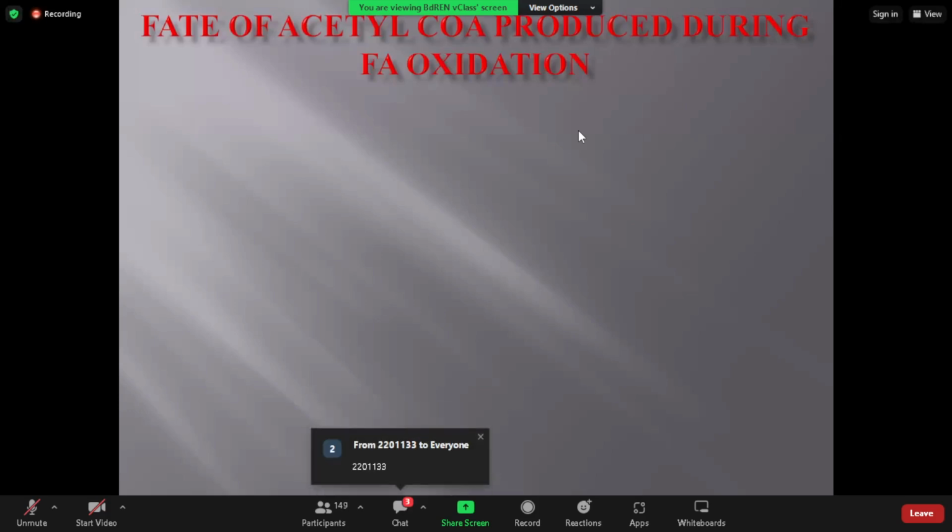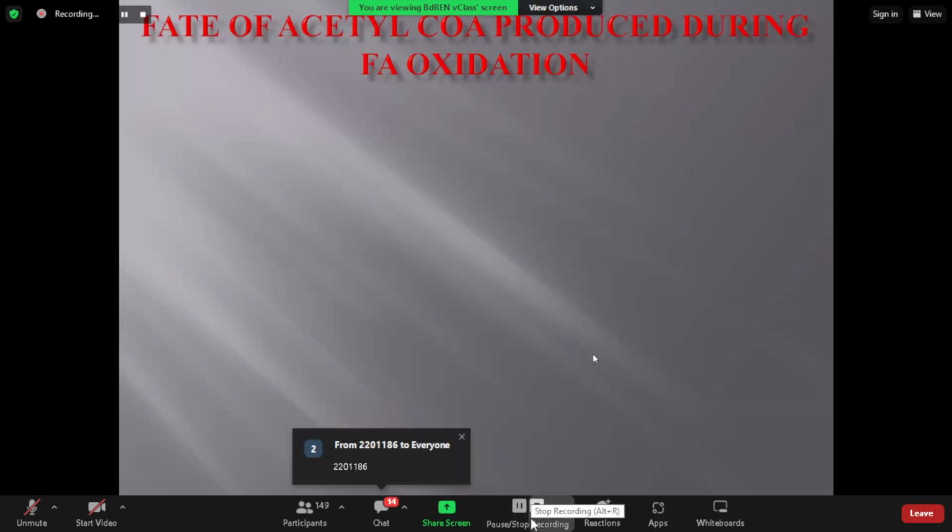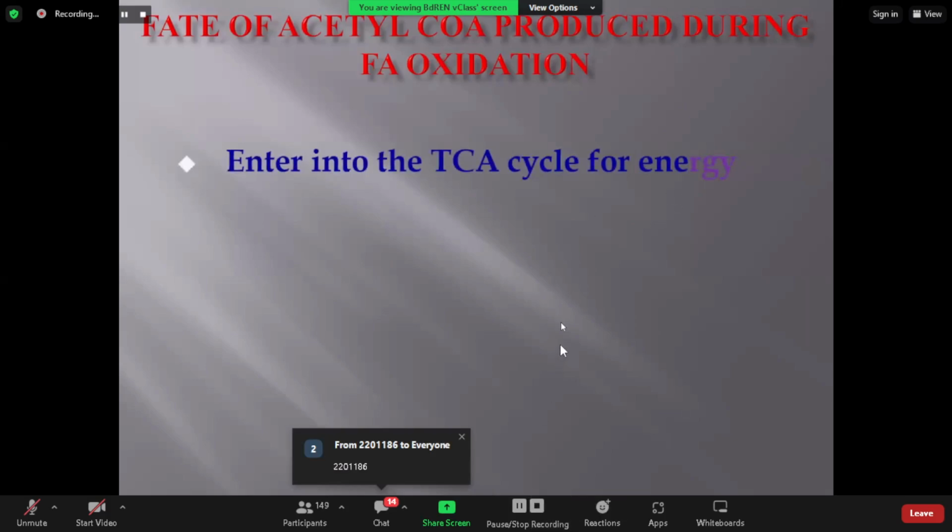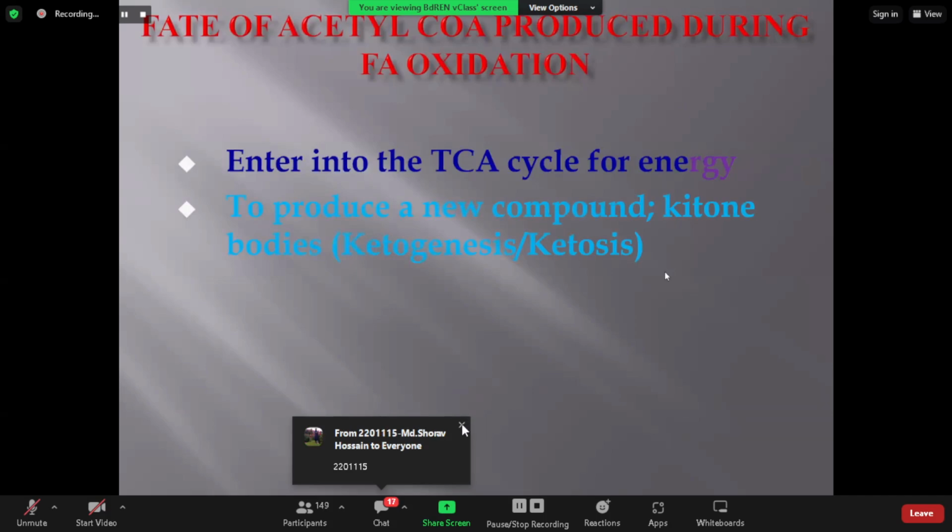But if acetyl coenzyme A is not permitted to enter into the TCA cycle, then it will not be converted into complete energy. So what would happen then? First priority, it will enter into the TCA cycle for the production of energy. If it fails to enter into the TCA cycle, then the concentration of acetyl coenzyme A will increase. Then the acetyl coenzyme A will react with each other and produce a new compound. This is called ketone bodies.